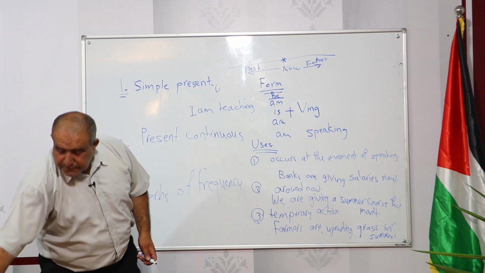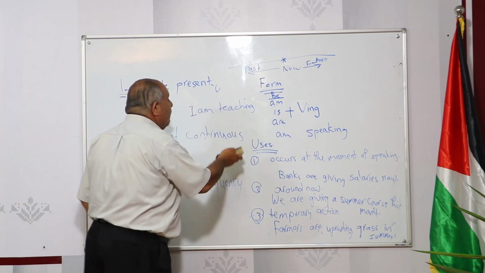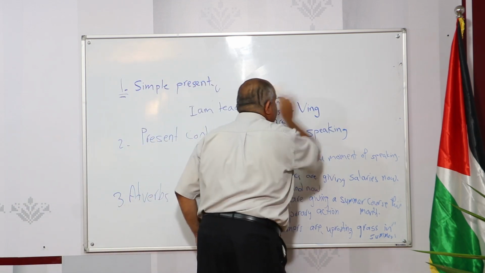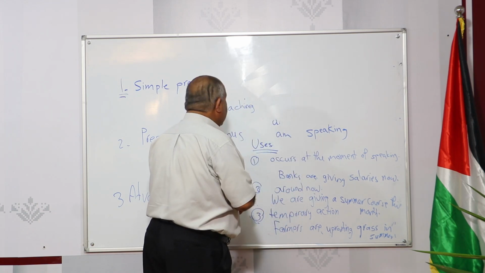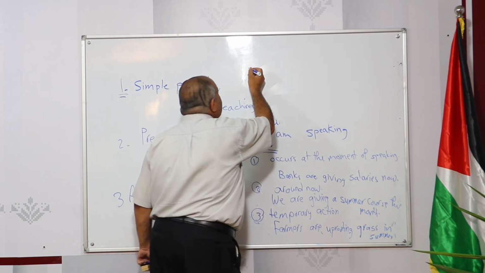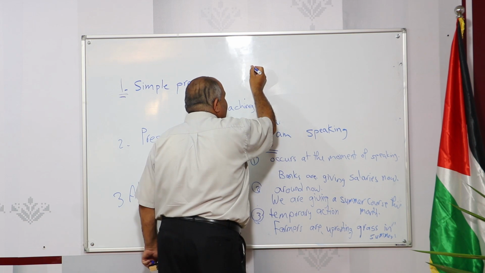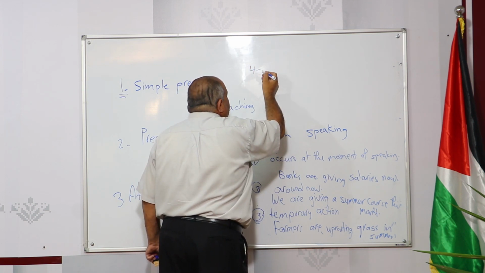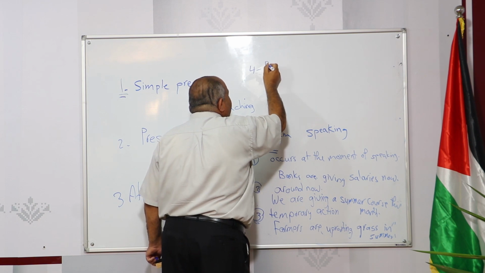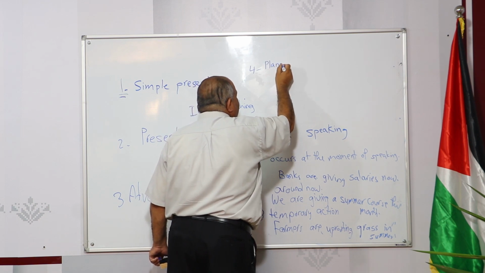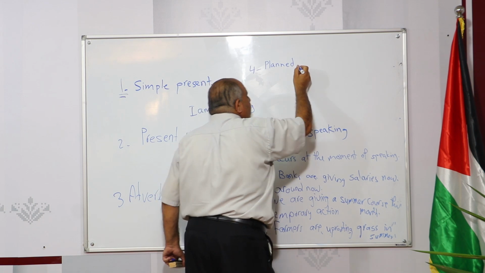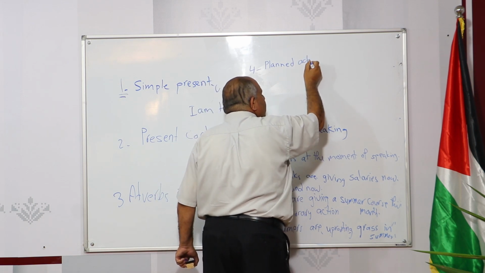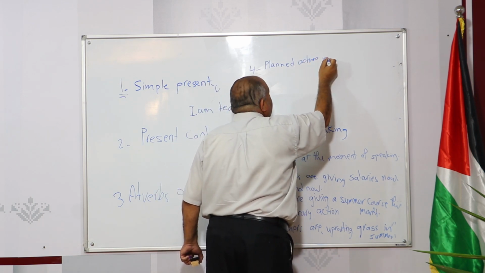A fourth use of the present continuous is something which is very amazing, which is called planned actions in the future.